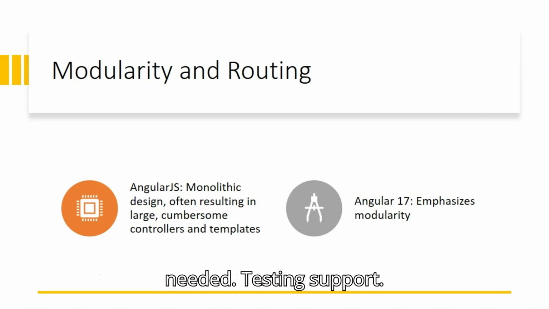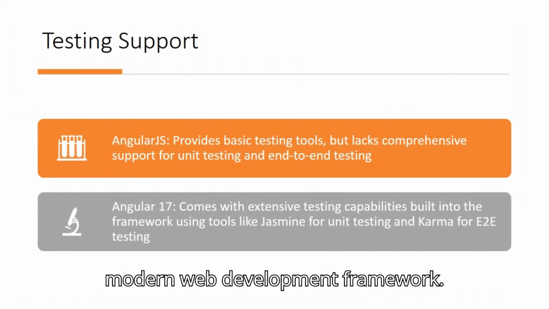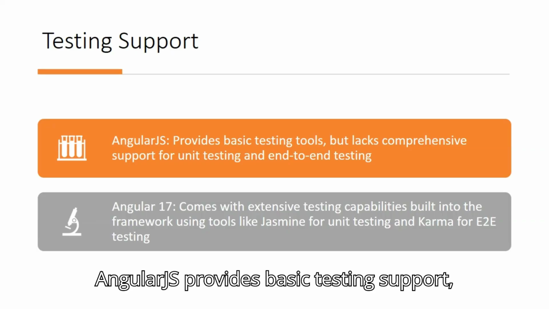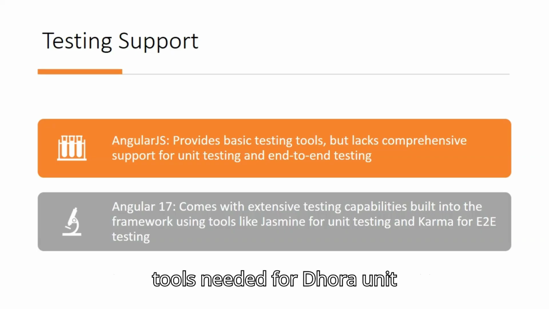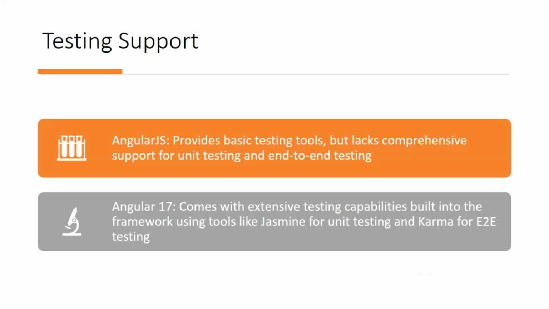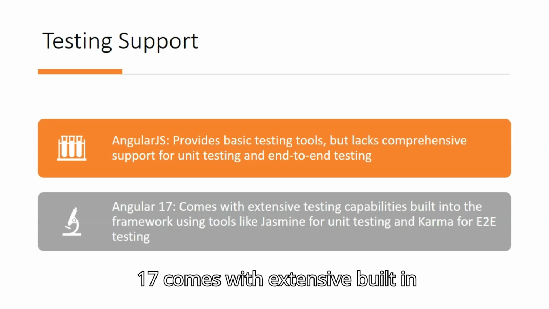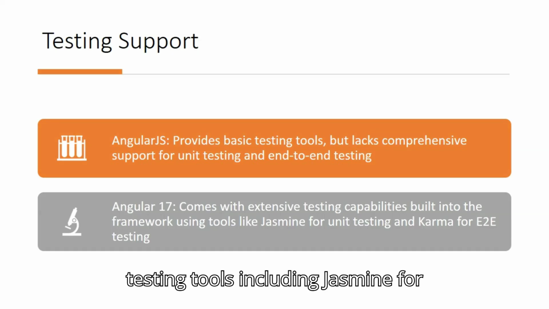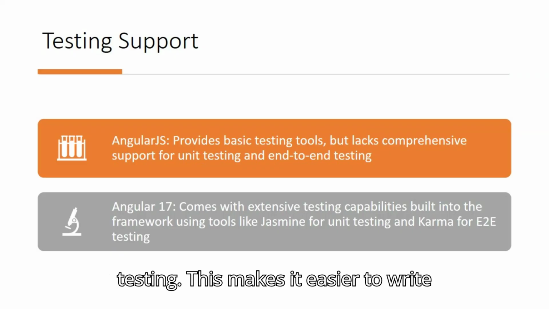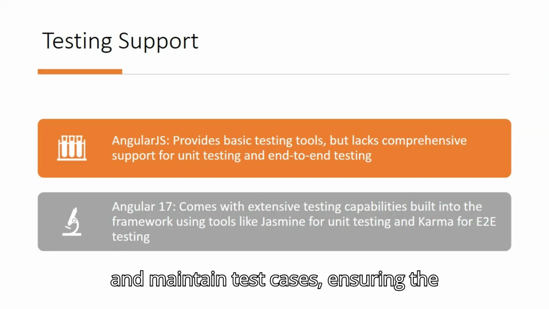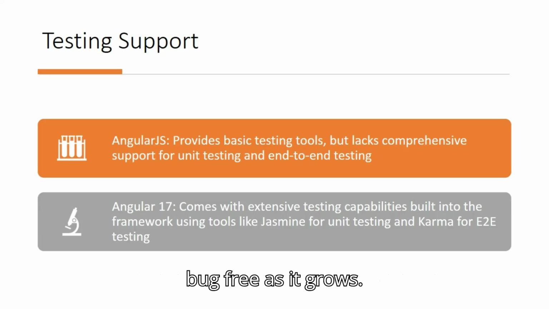needed. Testing support. Testing is an important part of any modern web development framework. AngularJS provides basic testing support, but it lacks some of the more advanced tools needed for robust unit testing and end-to-end testing. Angular 17 comes with extensive built-in testing tools including Jasmine for unit testing and Karma for end-to-end testing. This makes it easier to write and maintain test cases, ensuring the application remains scalable and bug-free as it grows.